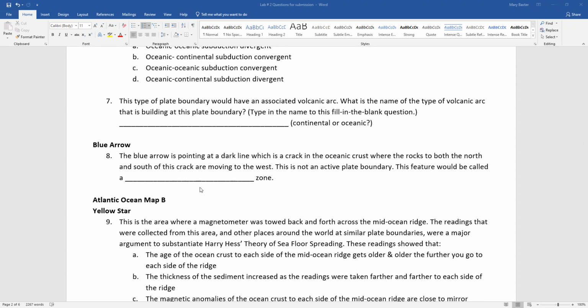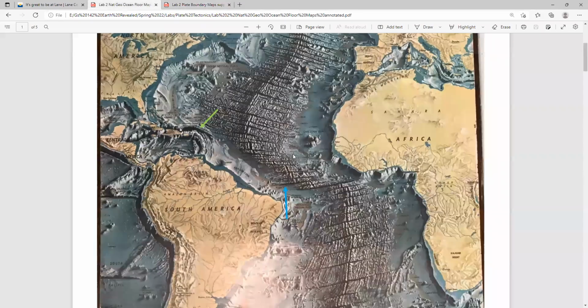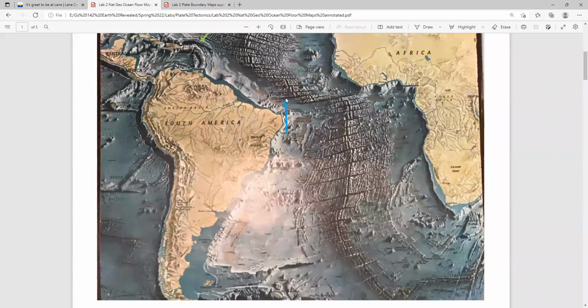Blue arrow in the Atlantic A map. The blue arrow is pointing at a dark line, which is a crack in the oceanic crust where the rocks to both the north and the south of this crack are moving to the west. This is not an active plate boundary. The two sides are moving with each other. So this feature would be called a blank zone. So let's go out and take a look at the map. Blue arrow right here.